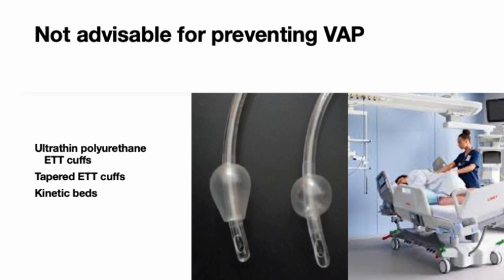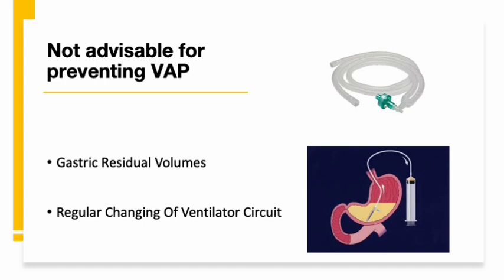Endotracheal tubes with ultra-thin polyethylene cuff or tapered cuff, as seen in this pic, and kinetic beds are not useful solely to prevent the incidence of ventilator-associated pneumonia and should not be incorporated. Also, other previously commonly done practices such as routine changing of ventilatory circuits or monitoring gastric residual volume do not decrease VAP incidence and may be omitted.